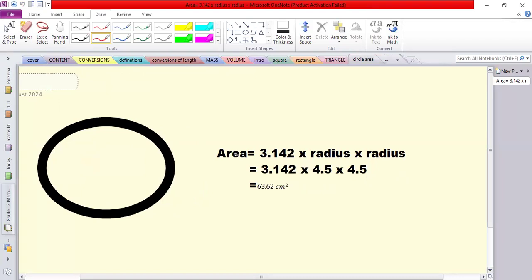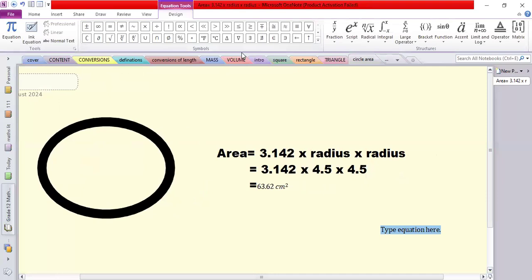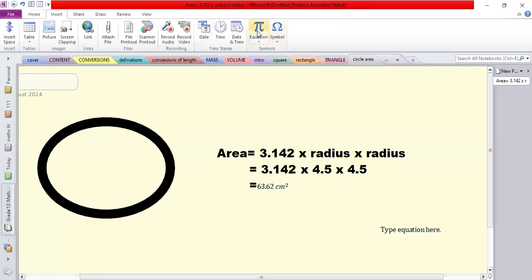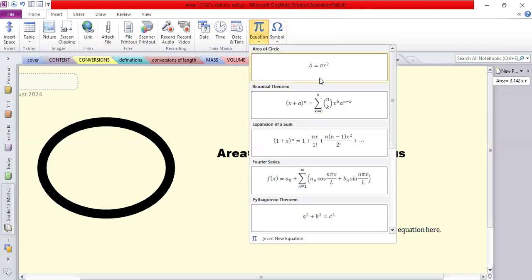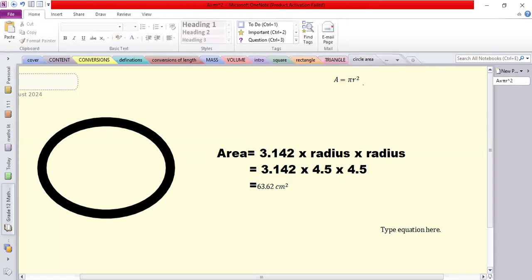Area of a circle is equal to pi multiplied by radius squared. Area is equal to pi times radius squared. Let me try to find this formula so that anyone can understand it. I need to find this formula for someone. Here it is. Area is equal to pi multiplied by radius squared.